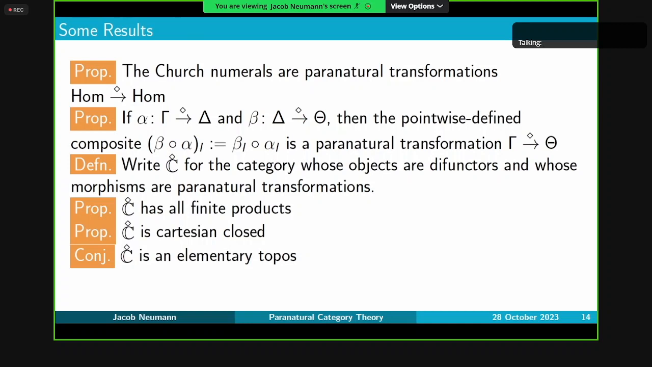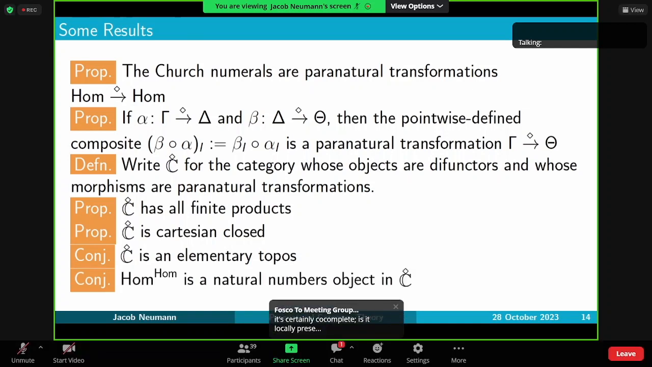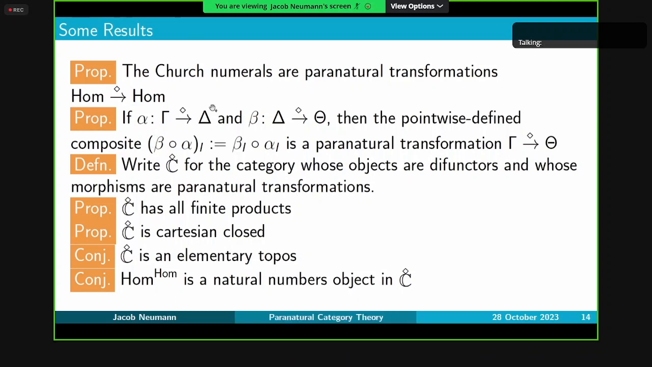And then another result that I'm still working through is the claim that, so I mentioned the church numerals, we can view the natural numbers, we can encode them as endotransformations of the Hom difunctor. And so my conjecture is that this exponential object Hom to the Hom actually forms a natural number object in the category of difunctors. So I believe this is true. I haven't really sketched through all the details, so there might be some conditions or restrictions that are necessary, but I believe this to be the case.